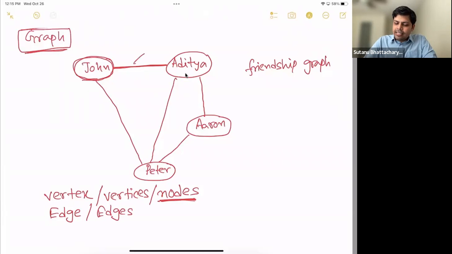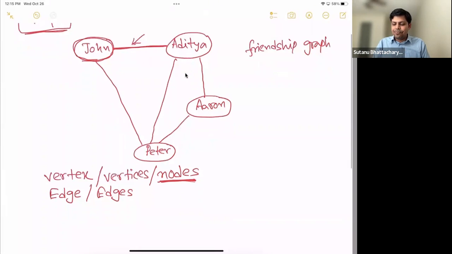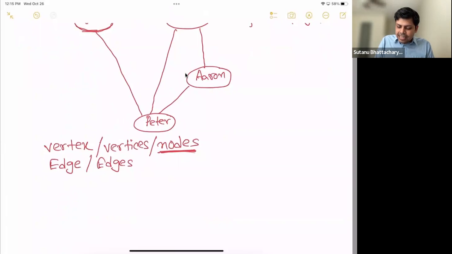So this is one edge which illustrates the relation between John and Aditya. At the same time, there is no edge between John and Aaron. So that means John is not a friend of Aaron. Don't take it seriously. I'm just taking an example. So you are all friends maybe. So this is a graph where there are some persons, or nodes, or vertices, and there is a relation between those persons.